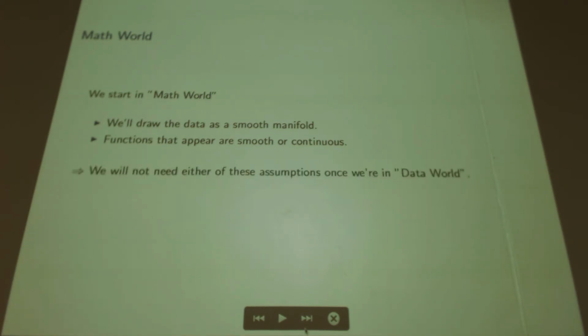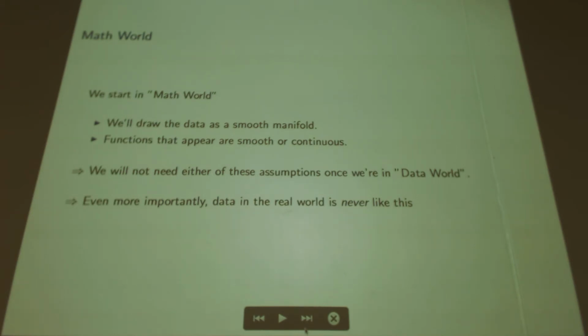Okay, so I want to start in what I'm going to call math world. I just ranted about manifolds, and what I'm going to do is draw a smooth manifold, despite the fact that I just told you data never looks like a smooth manifold, because I want to draw a nice picture for you. And I'm going to use the word function, and the functions that I draw are going to look like smooth or continuous functions, but this is not an assumption that we need. When you actually want to apply this, smoothness and continuity are not things you have to worry about.